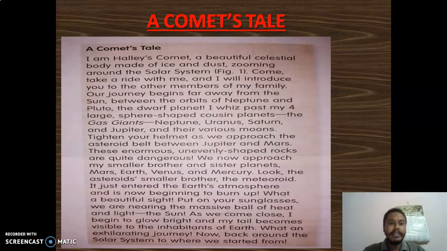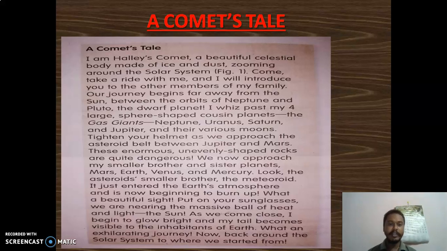Tighten your helmet as we approach the asteroid belt. Asteroids are also celestial bodies. Between Jupiter and Mars, these enormous, unevenly shaped rocks are quite dangerous. We now approach my smaller brother and sister planets, Mars, Earth, Venus, and Mercury. Look, the asteroid's smaller brother, the meteoroid. Meteoroids are also celestial bodies. It just entered the Earth's atmosphere and is now beginning to burn up. What a beautiful sight. Put on your sunglasses.